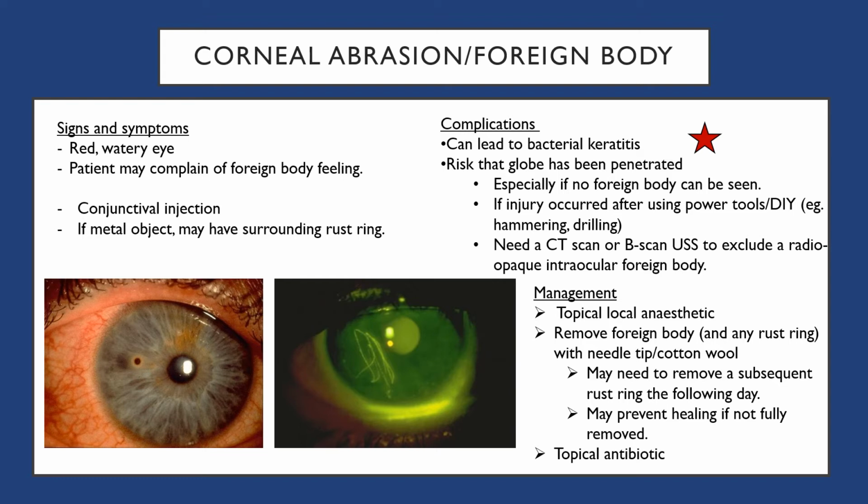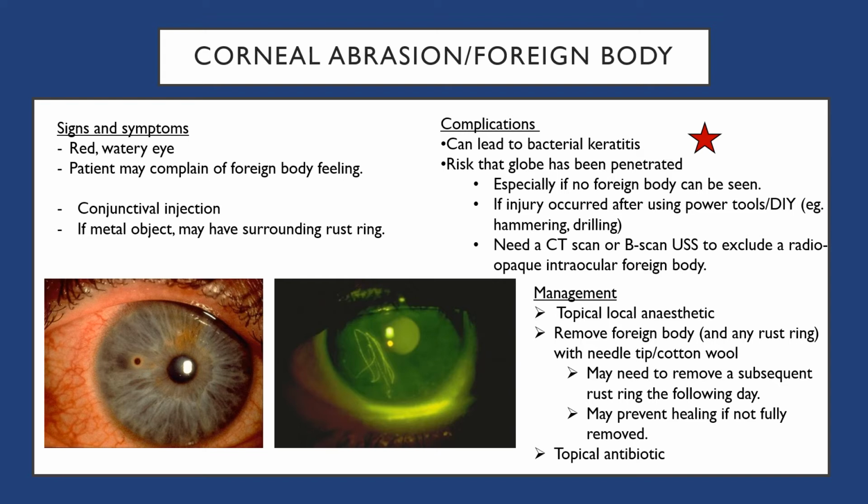In these cases, you need a CT scan or a B-scan ultrasound to exclude an intraocular foreign body. In terms of management for these patients, you would give topical local anaesthetic and then try and remove the foreign body along with any surrounding rust ring.